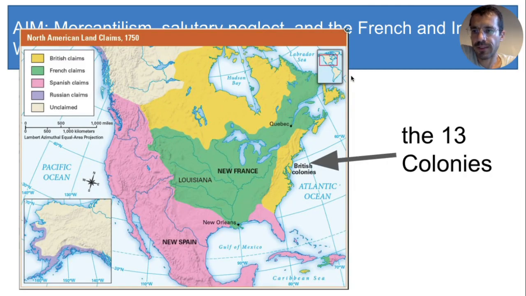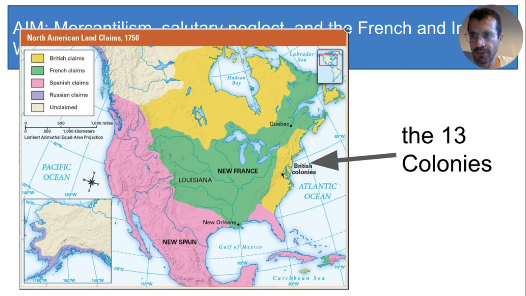All right, let's start by looking at this map, which shows North America in the year 1750. Remember, England had settled 13 colonies along the east coast of North America in order to make money off of natural resources, and those colonies are shown here in yellow.